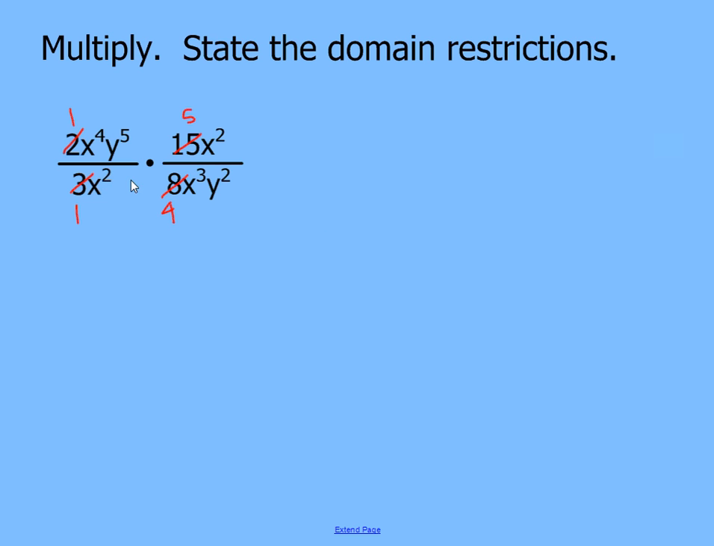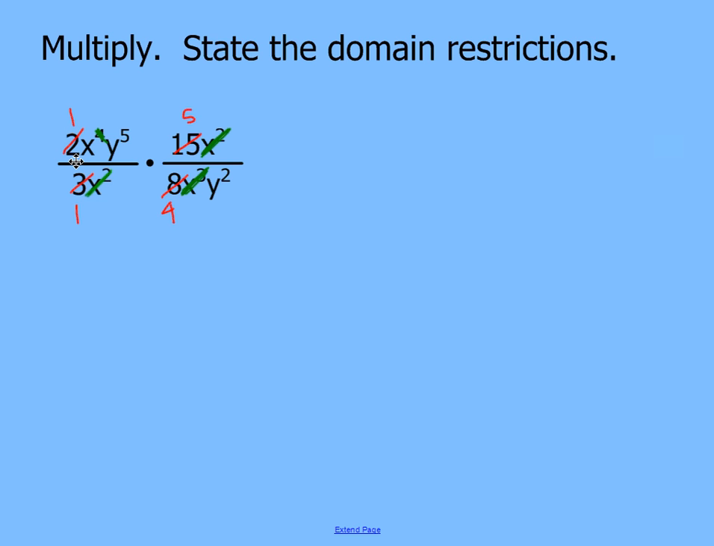I have x to the fourth and x squared on top. On the bottom I have x squared and x to the third. I'm going to take this x squared and cancel it out with this x squared. I still have 4 x's on top and 3 x's on bottom, so I'm going to get rid of all 3 x's on the bottom. To do that I have to get rid of 3 out of these 4, so that just leaves me with 1 x.